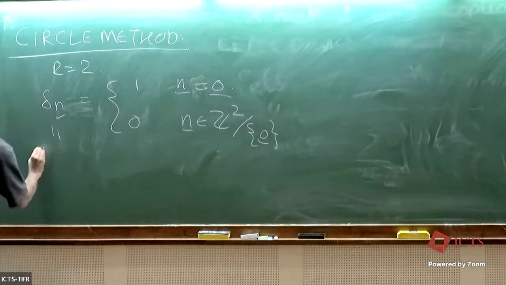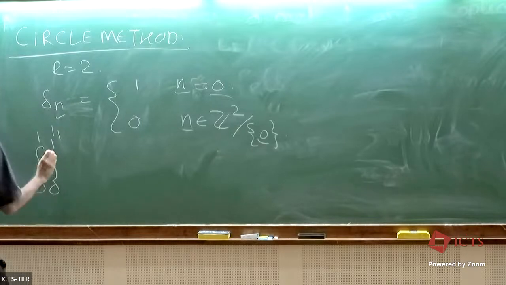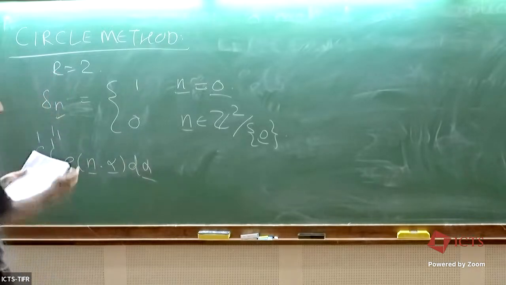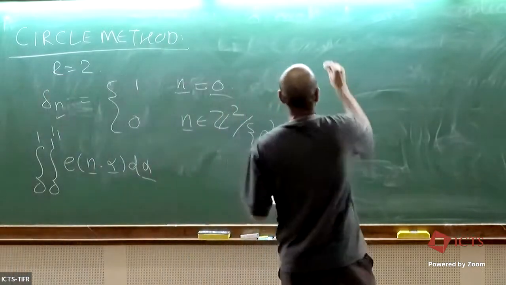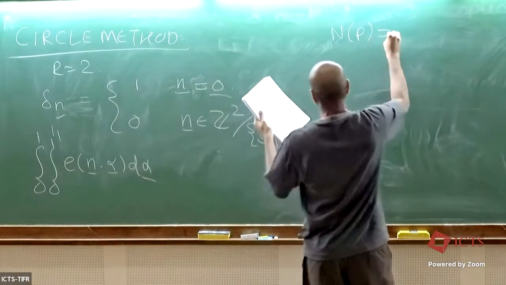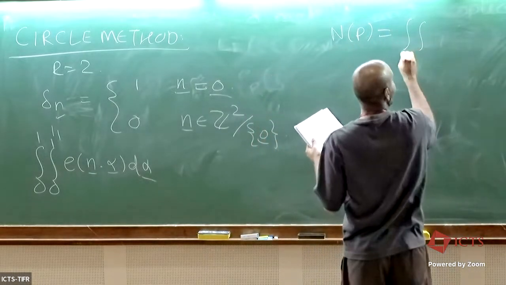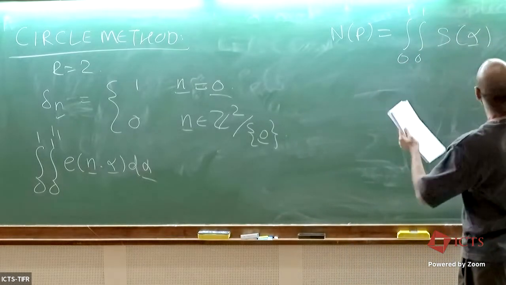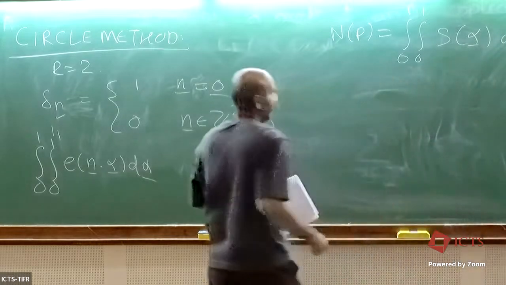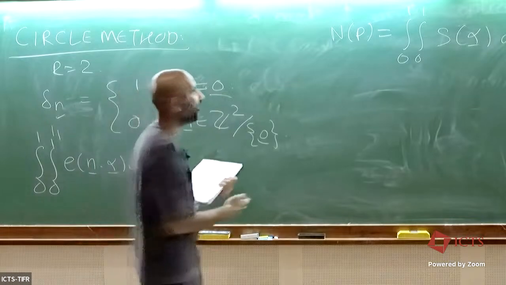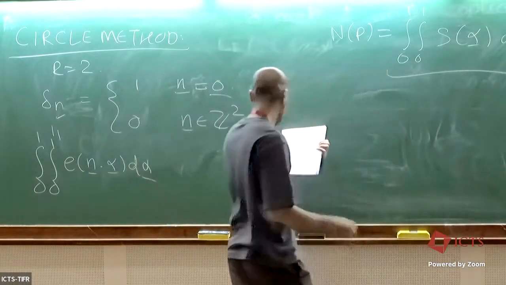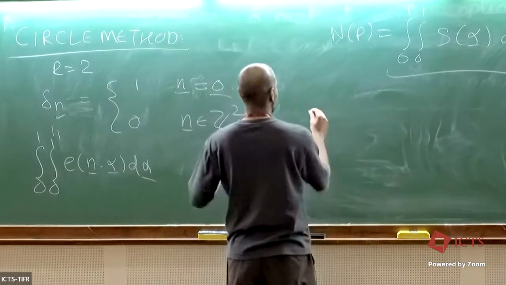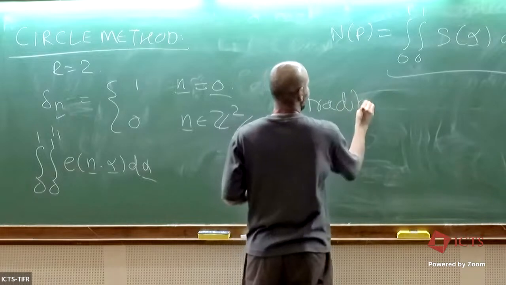And then, of course, we can rewrite it as a double integral of e(n · alpha) d alpha. It's just a two-dimensional version of the circle method. And then that allows us to write N(P) as a double integral of the exponential sum S(alpha) d alpha. And then we want to get an asymptotic formula for this integral now. So what can one do? I'm not going to write the exponential sum for now. You can do various things.